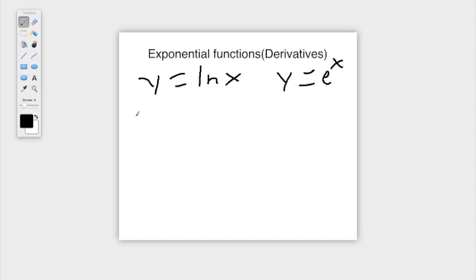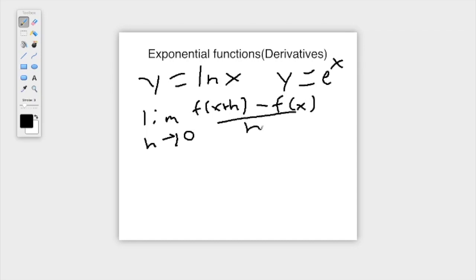So we have to bring up an old friend of ours, which is the actual formal definition of the derivative, which is the limit as h approaches 0, f of x plus h minus f of x over h. And this gives you f prime of x. So without just knowing it through the internet or a derivative calculator, this is how we find the derivative of ln x and e to the x.